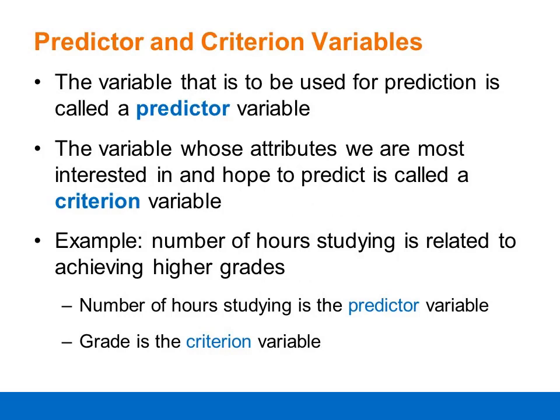The variable that is used for prediction is called a predictor variable. The term predictor variable is oftentimes used interchangeably with the term independent variable. The variable whose attributes we are most interested in and hope to predict is called the criterion variable. In the example of a hypothesis where it is hypothesized that the number of hours studying is related to higher grades, the number of hours studying would be the predictor variable and grade would be the criterion variable.